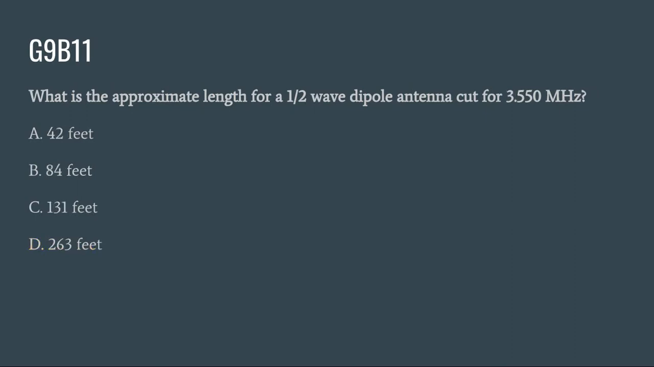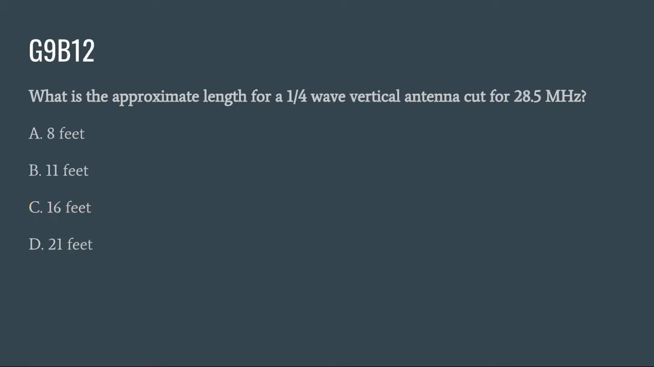G9B11, what is the approximate length for a half-wave dipole antenna cut to 3.550 MHz? A, 42 feet. B, 84 feet. C, 131 feet. Or D, 263 feet. Correct answer C, 131 feet.